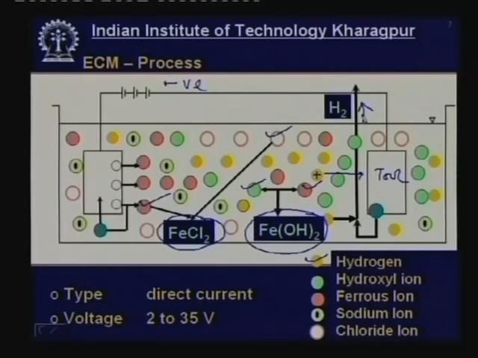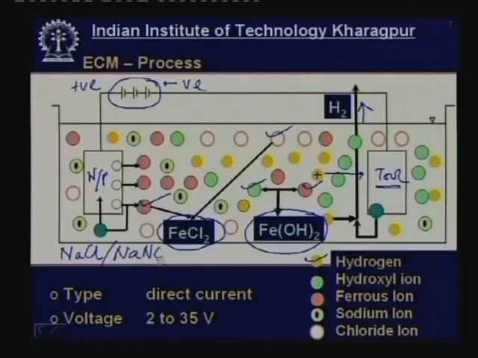So, in summary, what happens in the electrochemical machining process? I have a workpiece, I have a tool, and I apply a particular potential difference. The tool is connected to the negative terminal and the workpiece is connected to the positive terminal, and both the workpiece and the tool are immersed in an electrolytic solution. Typically sodium chloride or sodium nitrite solutions are used as the electrolytic solution. I apply a DC current and the typical voltage applied is 2 to 35 volts.